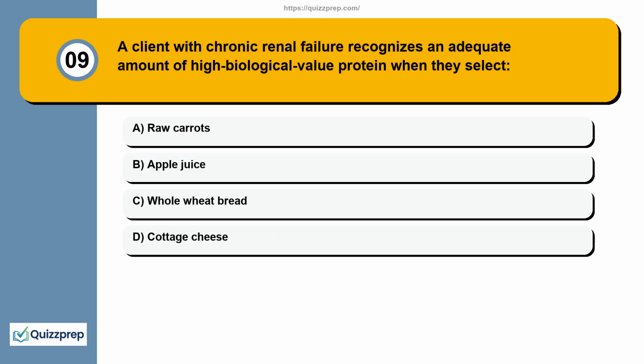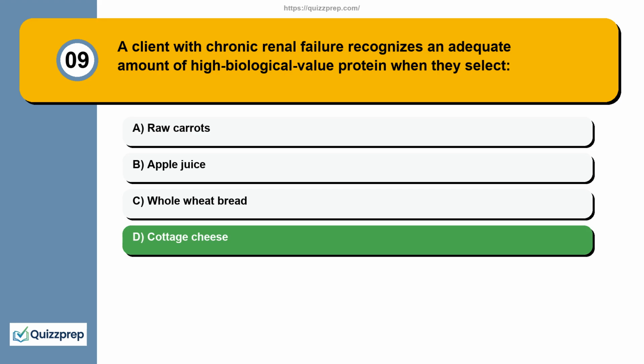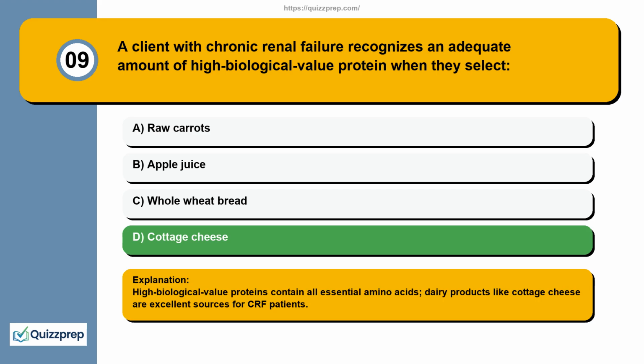Question 9. A client with chronic renal failure recognizes an adequate amount of high biological value protein when they select raw carrots, apple juice, whole wheat bread, cottage cheese. High biological value proteins contain all essential amino acids. Dairy products like cottage cheese are excellent sources for CRF patients.